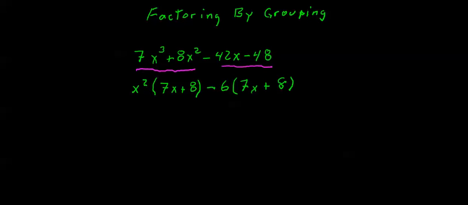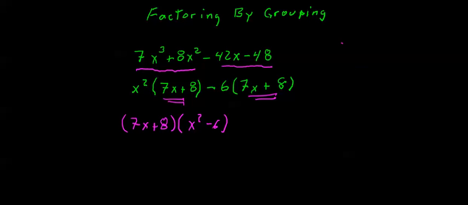And now I look, and this factor and this factor is the same. So then I factor out that common factor. What I'm doing is taking common factors out twice. 7x plus 8 is my common factor. So I write that down. And times, in this case it's times x squared, and in this case it's times minus 6. All right? So we factor common factors twice.